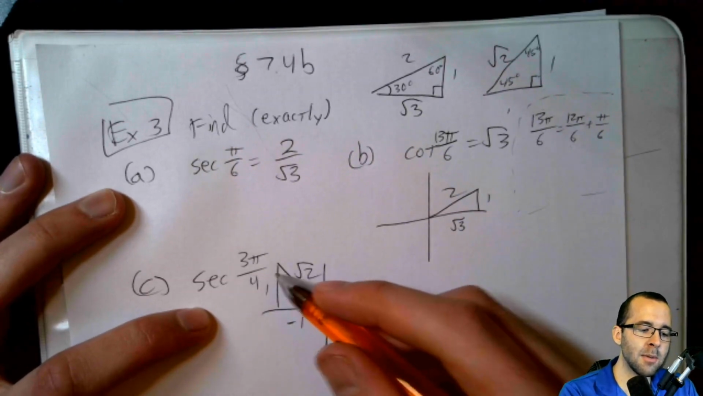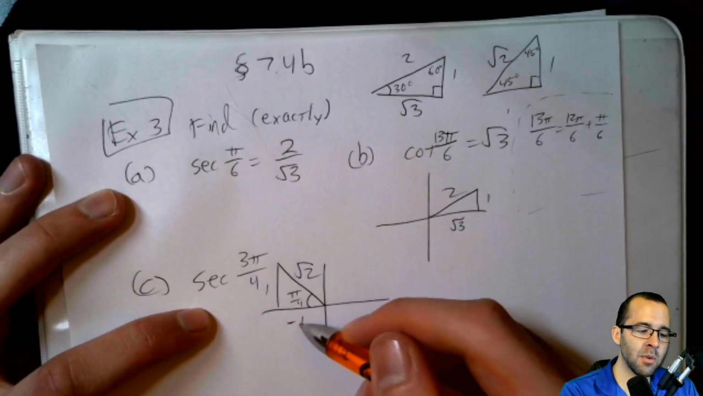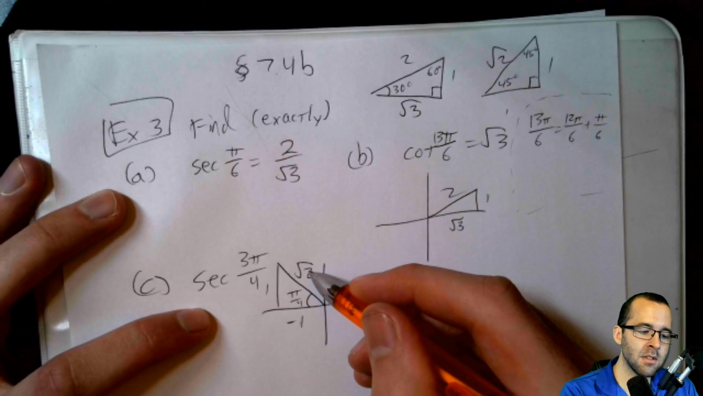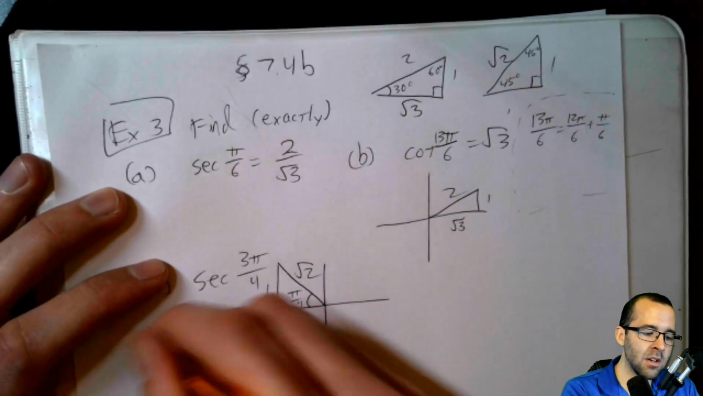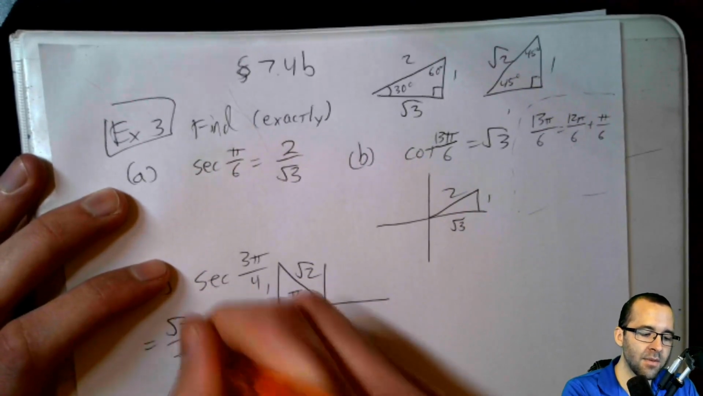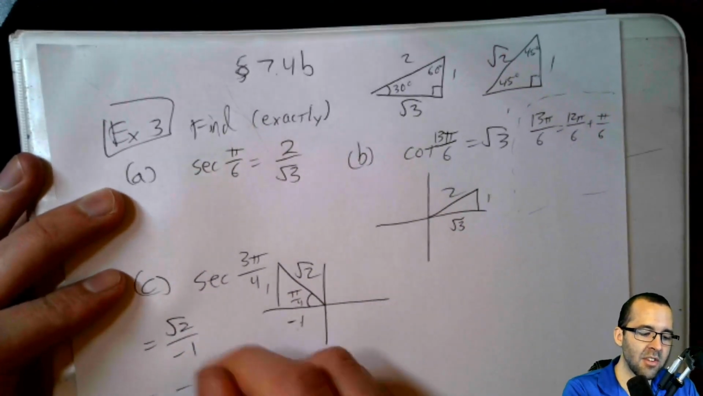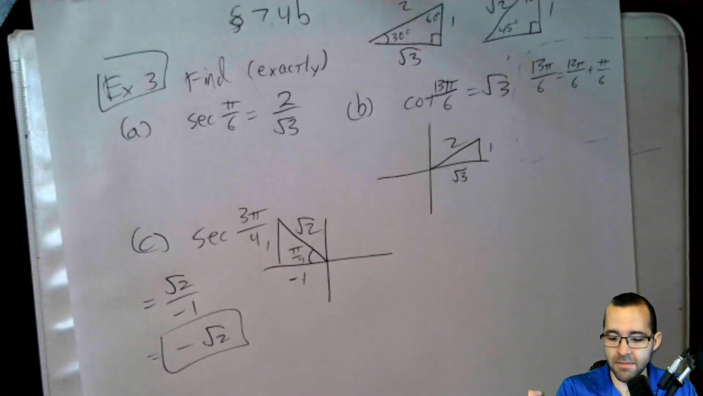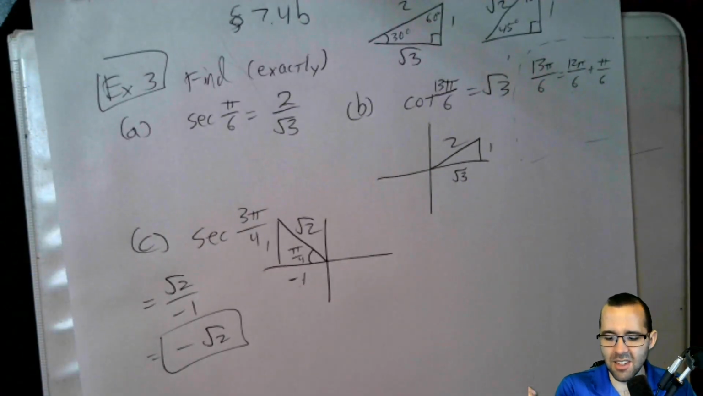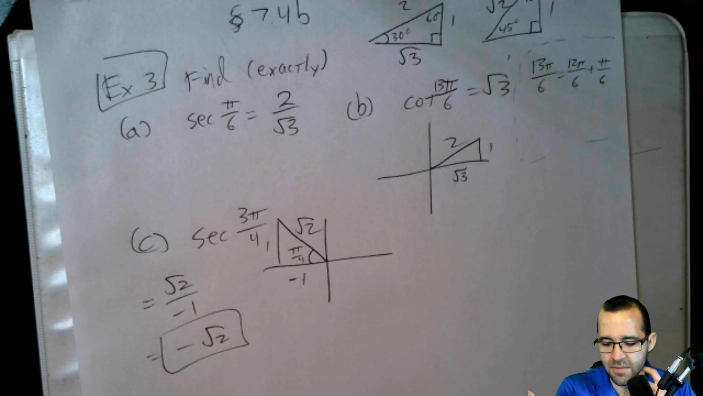Secant is the reciprocal of cosine. Cosine would be adjacent over hypotenuse. Secant is the reciprocal, that's hypotenuse over adjacent. Root 2 over negative 1. We can just simplify that as a negative square root of 2. All right, and that's really the first half of the section. This is kind of like a halfway point for us.